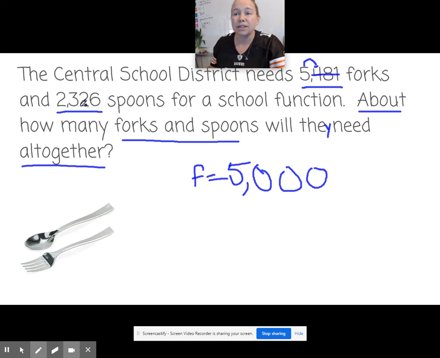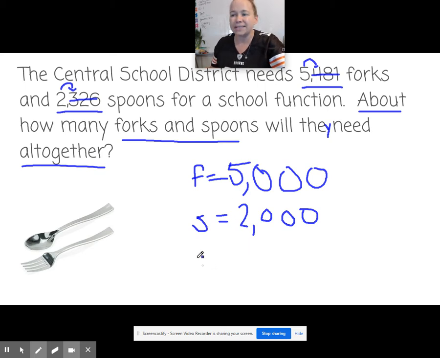Okay. Now, how about the spoons? I'm going to round it to the greatest place value because they didn't tell me which way to round it. So I'm going to round it to the largest place value so that I can try to add these mentally. Now, if they told me a certain place value, then I would follow those directions and round to that place value, but they didn't tell me. So I'm going to pick the biggest one. All right. So I look to the right of the 2 and it's a 3. 3 is a little number. So the 2 is going to stay and everything else becomes a 0. So 2,000. Which makes sense because 2,326 is closer to 2,000 than it is to 3,000. And that's all estimating and rounding is.